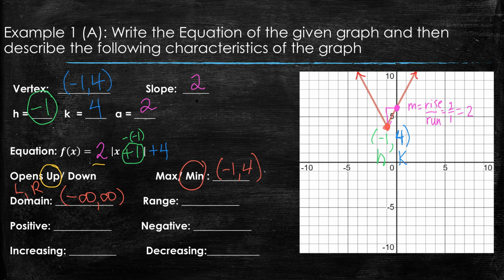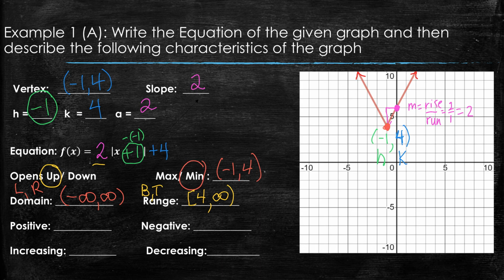If I look at my range, I'm having to look at the bottom to the top. And at the bottom of my graph, it's at the value 4. And then at the top of my graph, it goes on forever. So it's going to be infinity. And then infinity will always have parentheses, but the 4 is a solid point. So it's going to have a bracket.